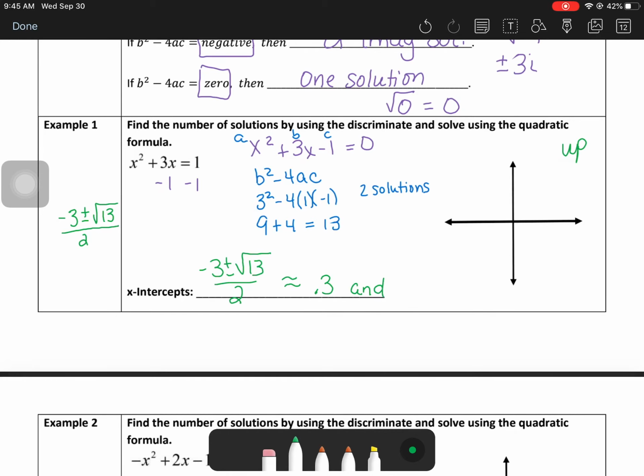And if I do the negative, I have negative 3 minus the square root of 13. Press equals and then divide that by 2. And we get negative 3.3, approximately. So I'm going to put 0.3 and 1, 2, 3, negative 3.3. And my parabola is opening up because it is a quadratic. And that would be my sketch.